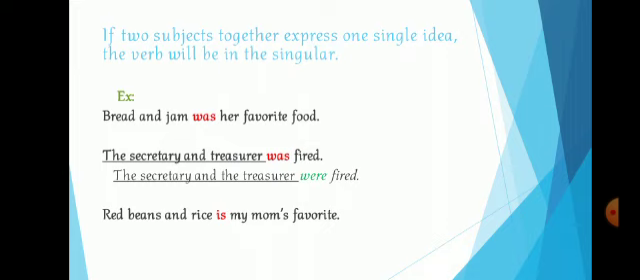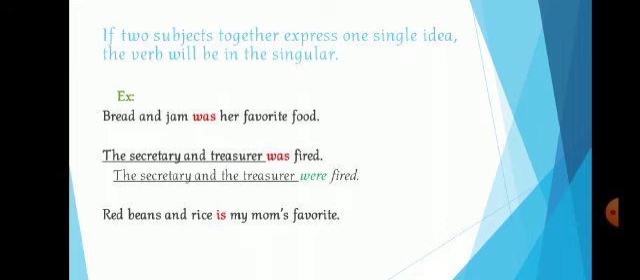Example, bread and jam was her favorite food. Okay, leave the first example sentence. Let's come to the second example. Here we are talking about two subjects that talk about one single idea. It gives one meaning. The verb will be in singular. Now see the second example sentence. The secretary and treasurer was fired.